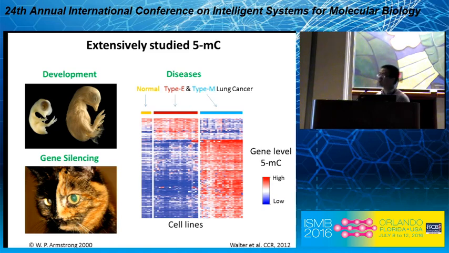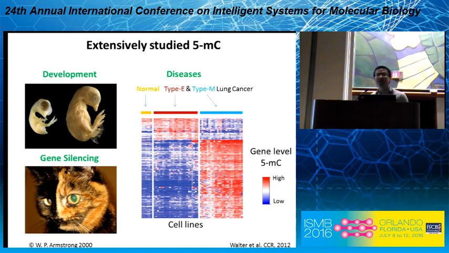In this example from a lung cancer study, not only do you see the difference between normal and disease cells, you also see that the subtypes of lung cancers have differential methylation with each other. So with all of this rich understanding and information about 5-mC in eukaryotes, you may wonder, okay, for bacteria, let's just go ahead and study 5-mC in bacteria.